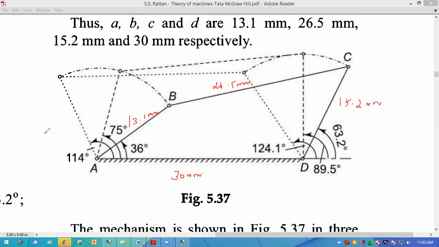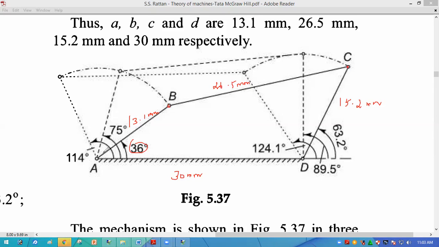We know the theta 1, theta 2, theta 3 values, and phi 1, phi 2, phi 3 we have found. So construct the first position. Theta 1 is 36 degrees, so from point A, mark the 36 degree line and draw a line of length 13.1 mm. Like that at point D, the output link angle is 53.2 degrees and the length is 15.2 mm. Mark point C, then join point B with C. This is the coupler.